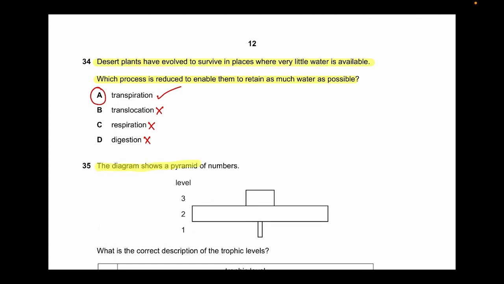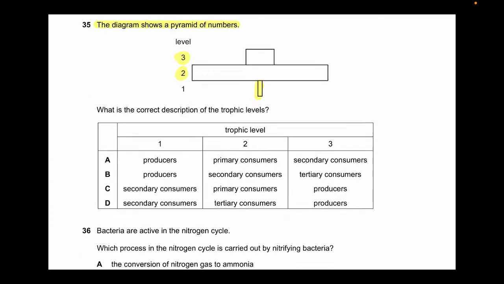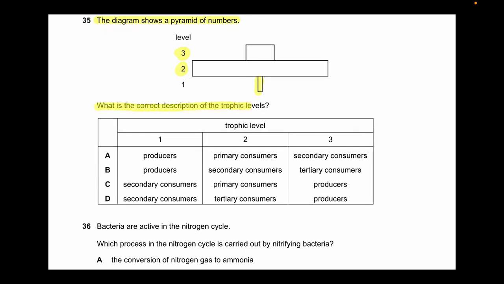The diagram shows a pyramid of number. Okay, so we can see in the first level we have a single producer, and then in the second level, primary consumer, and then the third one we will have secondary consumer. What are the correct descriptions of the trophic levels? So the first one will be definitely producers, the second one will be primary consumers, and the third one will be secondary consumers. So option A is the correct answer.